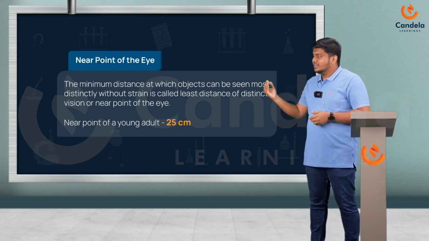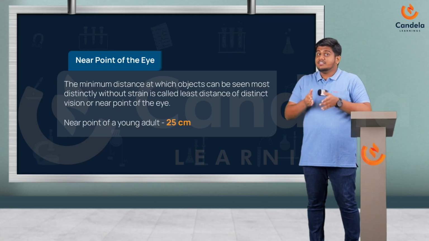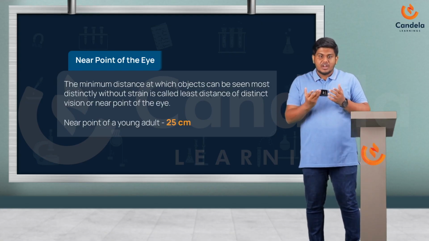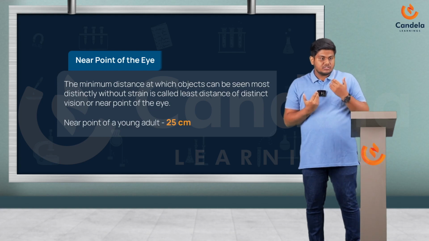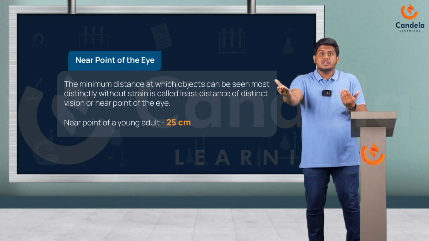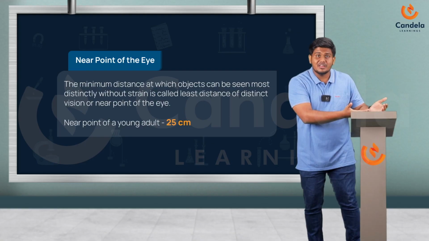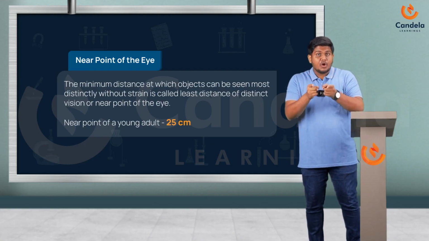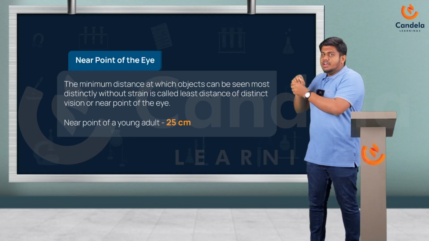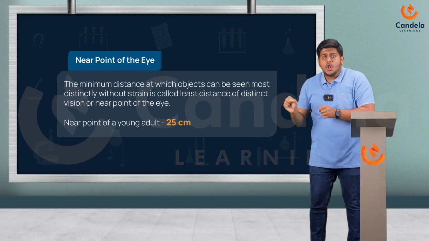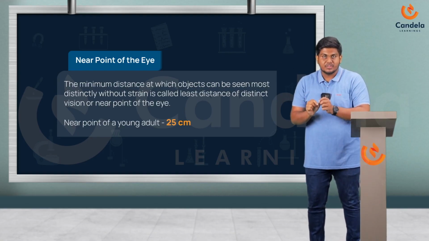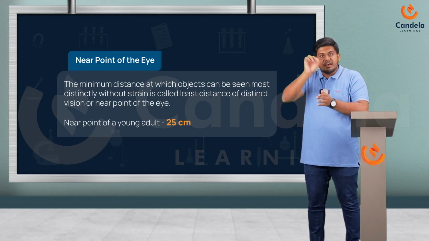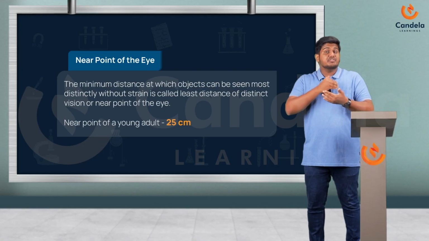For a human adult like you and me, it is 25 centimeter. I'm sure you're thinking, but sir, I am able to see an object that is at 20 centimeter. My friend is able to see something at 15 centimeter. And you are right if you're thinking this. Because this 25 centimeter is the average of all the people in this world. So on an individual basis, it would change. But as an average, we arrive at 25 centimeter.